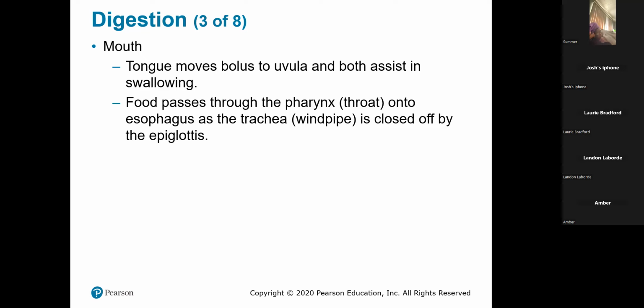That's the medical term for that partially chewed food, to the uvula, which is the dangly thing at the back of the throat, if you did not know the name of that. And both are going to assist in swallowing. The food will then pass through the pharynx, that's our throat, into the esophagus as the trachea or windpipe is closed off by the epiglottis. So you are not breathing when we actually swallow.